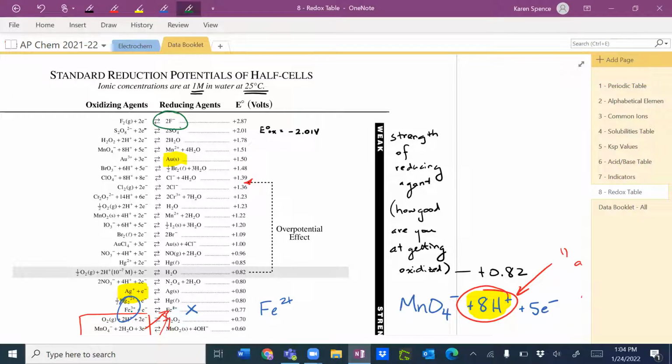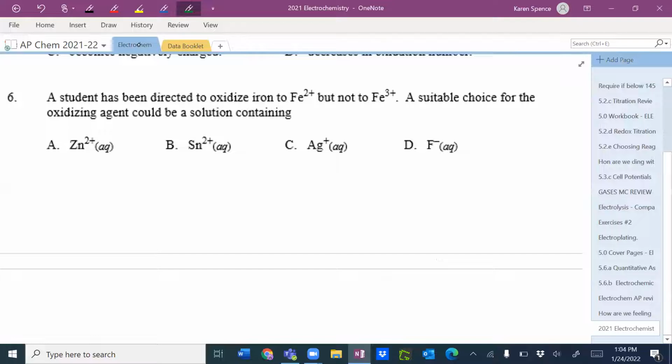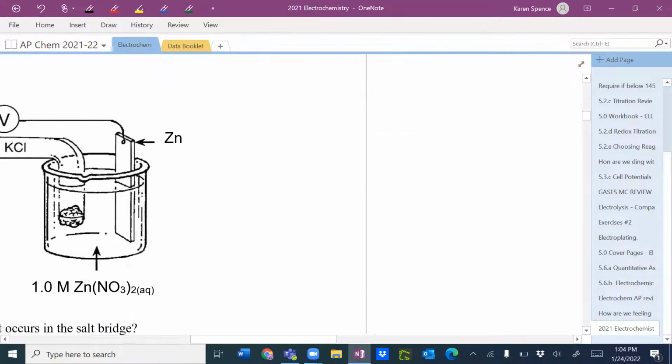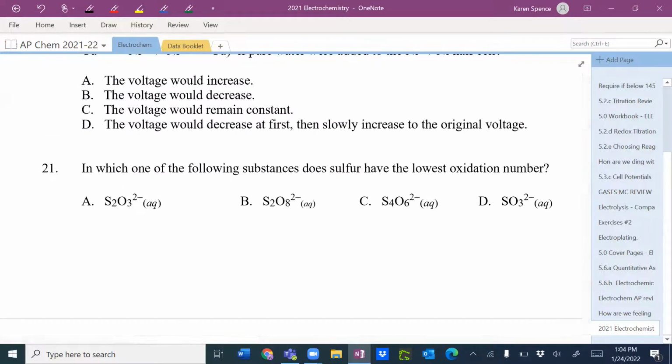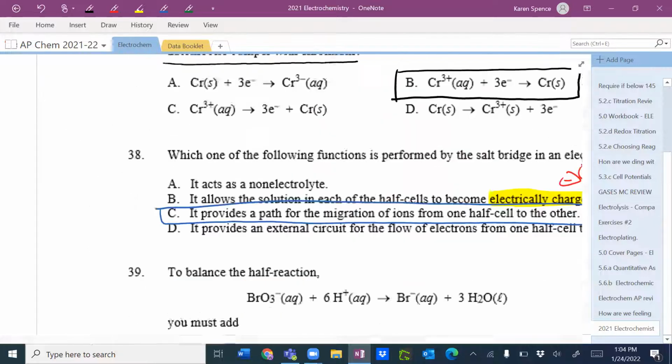Okay, so that was number 6. Now we're going to 81.